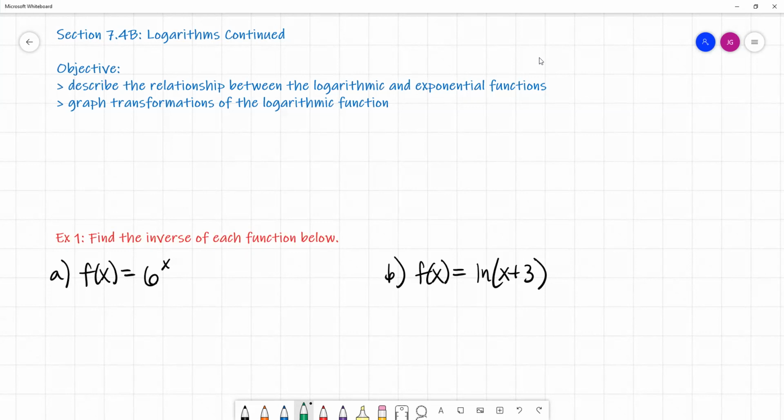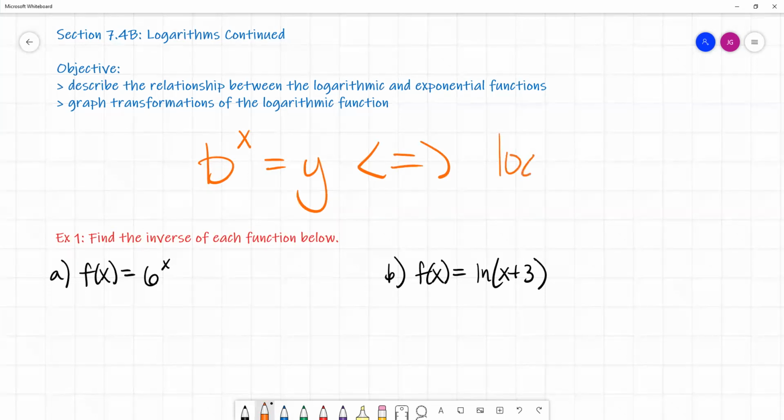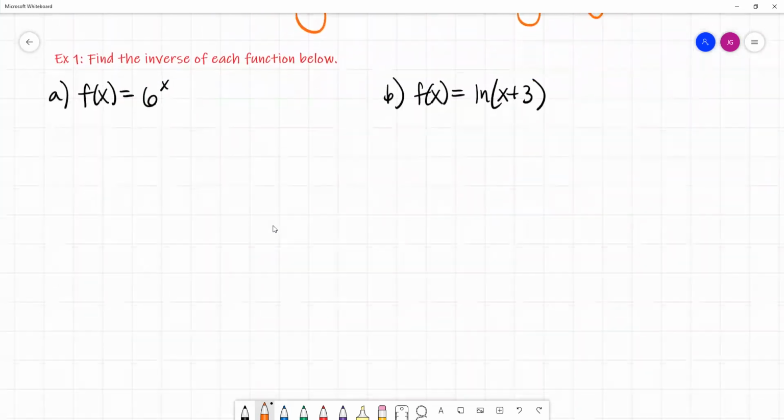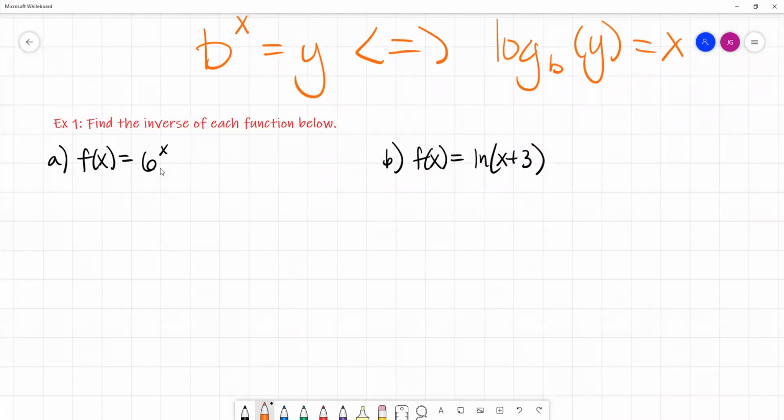Okay, so just remember what we talked about in 7.4a, that little relationship between our exponential and our logarithmic, right? b to the power of x equals y is the same thing as log base b of y is equal to x. And remember, these two are inverses of each other. So here in this first example, it's asking us to find the inverse of each function below. We have an exponential function here. You can hopefully guess, since exponential and logarithmic are inverses of each other, our answer is going to end up looking like a logarithm. Vice versa, here we're starting with the natural log, so we're going to have something that looks like an exponential. Okay, so let's take a look at what that is going to look like.